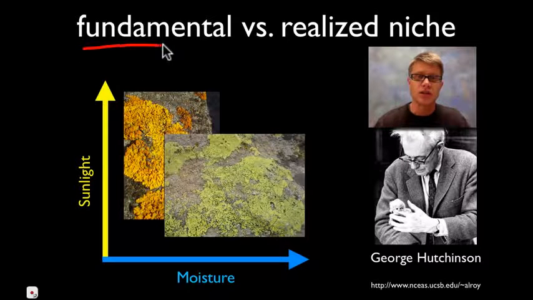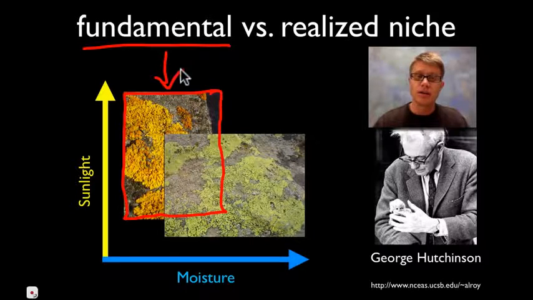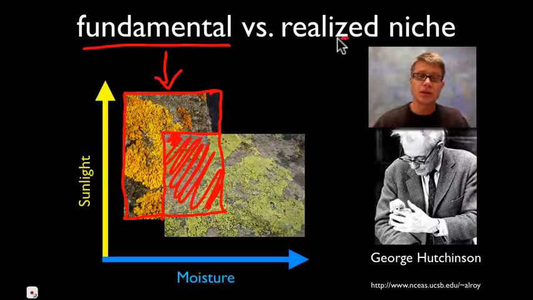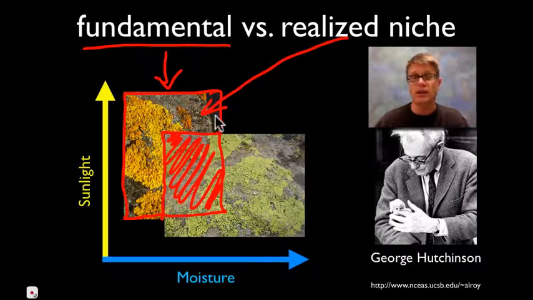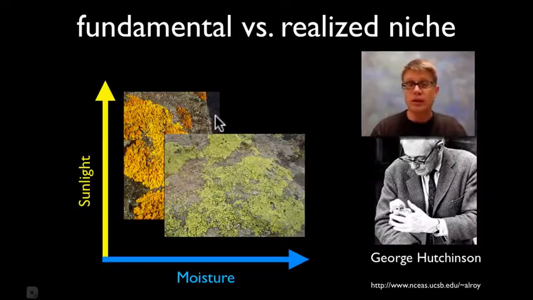Your fundamental niche is where you could live. In other words, for the orange one, the fundamental niche is going to be this whole area. It could live here, but when you have the green lichen show up, it can't. It's being outcompeted by that green. So now we would have to give up this section. This actually belongs to the green. And now the realized niche of that orange lichen is just going to be this shape right here. So that's one way to think about a niche.